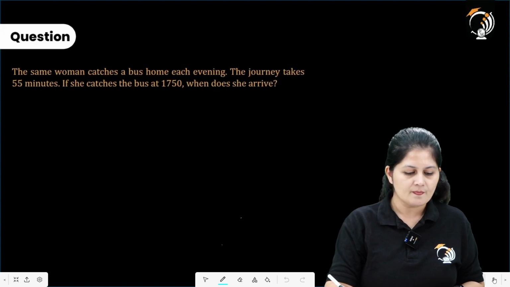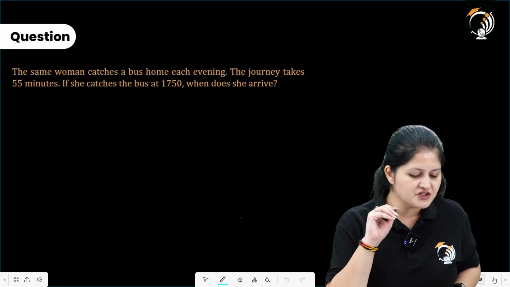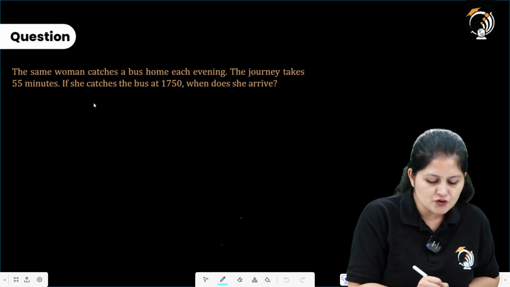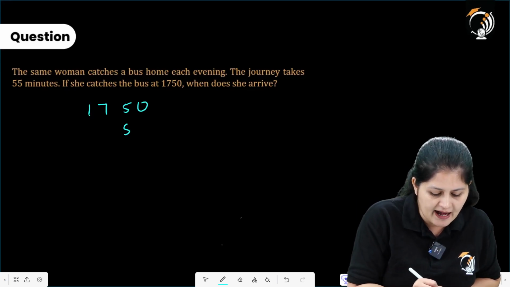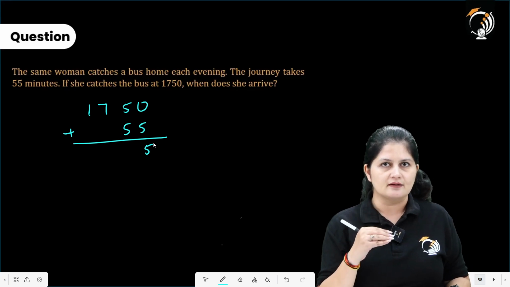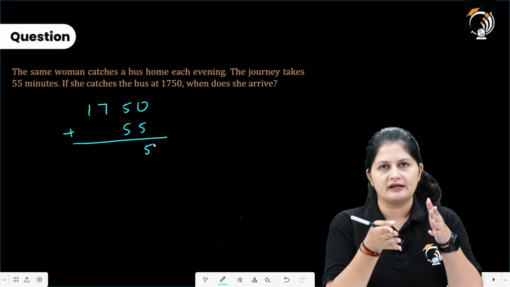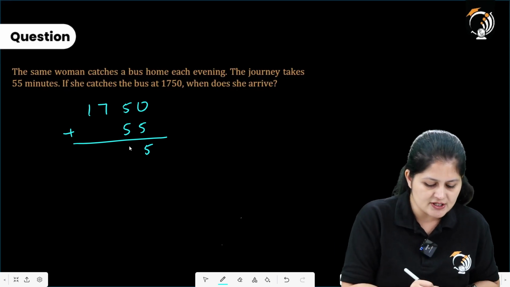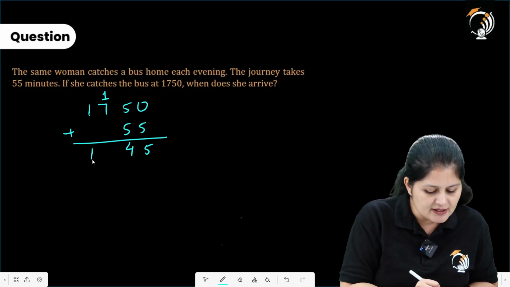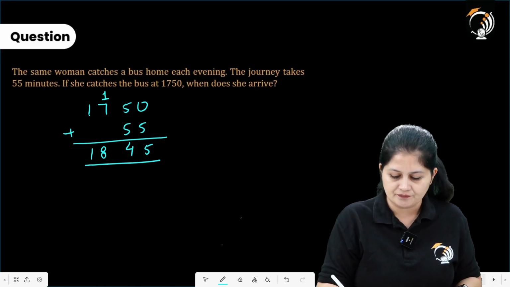Clear? Moving to one more question on this. The same woman catches a bus home each evening. The journey takes 55 minutes. If she catches the bus at 17:50, when does she arrive? So when she is catching the bus at 17:50 and taking 55 minutes, we need to add them, right? So again, 5 plus 5 is 10, right? But if we talk about the minutes, we cannot have 105 minutes. In that case, we are going to take it as 1 hour and 45 minutes. So this is going to be 45 and the 1 hour is added in the hour side. So that is going to be 1845. That is the time when she is going to reach.